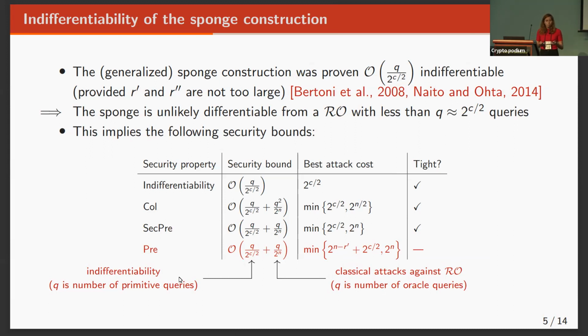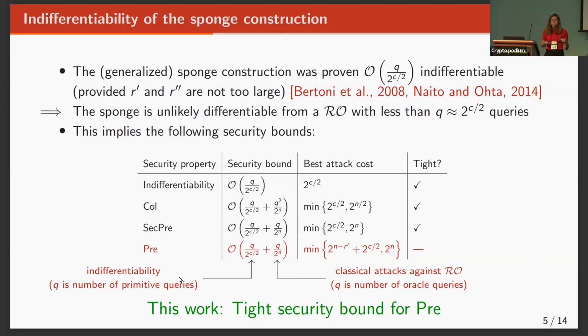Now for indifferentiability, collision, and second preimage, it is clear that the security bound matches the best known attack. However, for preimage, on one side, the security bound is exactly the same as the one of second preimage. But on the other side, in the best attack cost, there is an extra term in the non-generic part. Therefore, when this term is larger than 2 to the C/2, there is a gap between the security bound and the best known attack. And the goal of this work is to fill in this gap by proving a better security bound for preimage resistance, and it shows in particular the optimality of the best known attack.